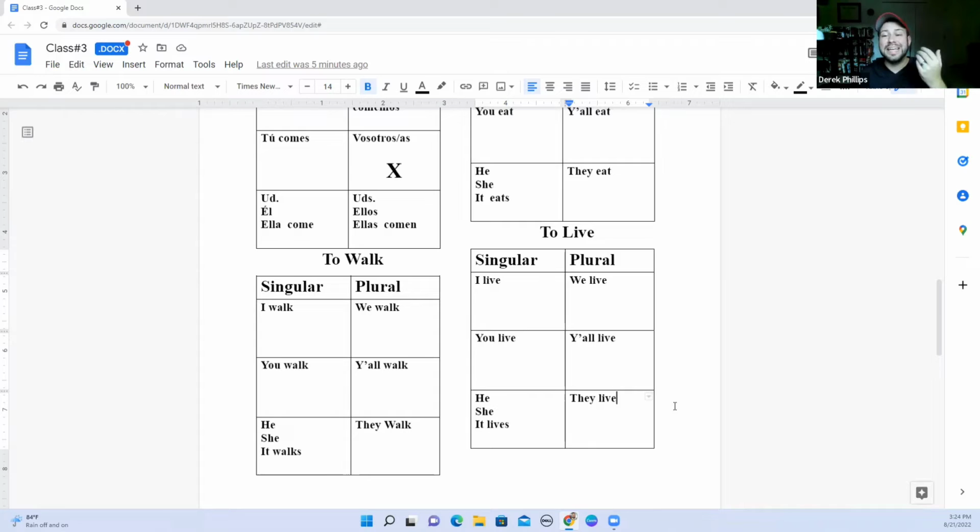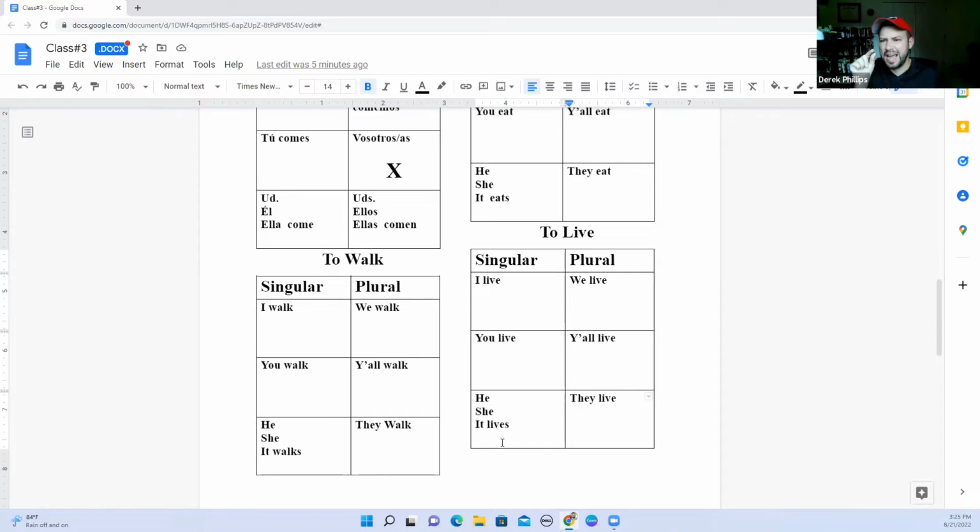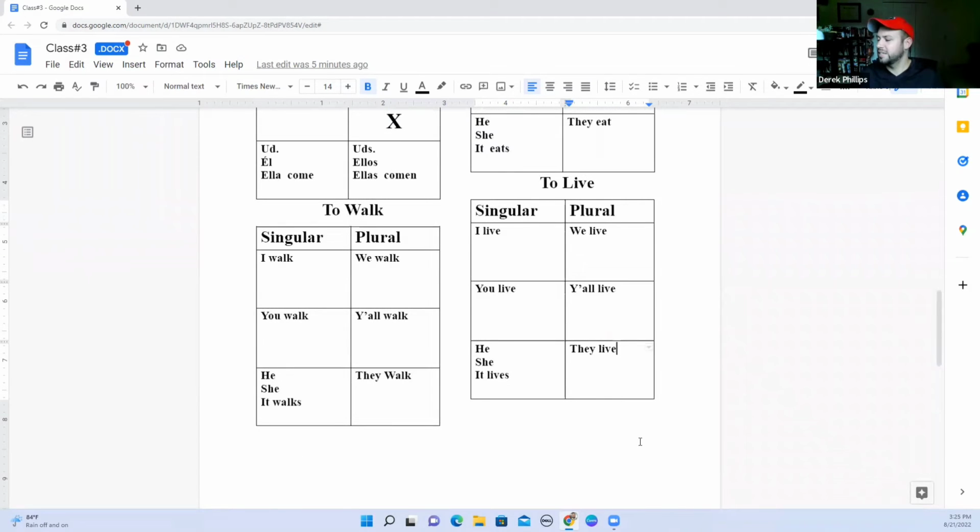So you see, again, in these examples, for regular verbs in the simple present tense, we only change the third person singular form. We add S when we want to talk about one person. He walks. She lives. You can hear the difference, a slight extra sound. Let's practice.